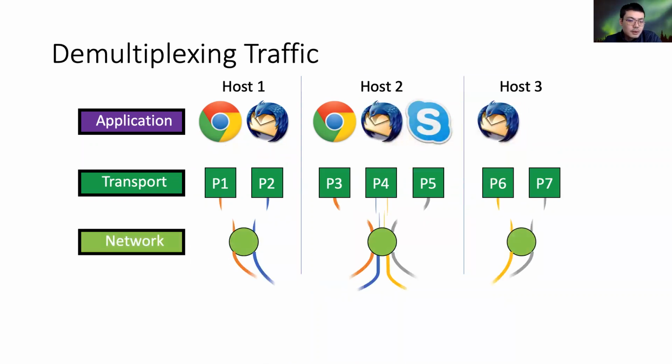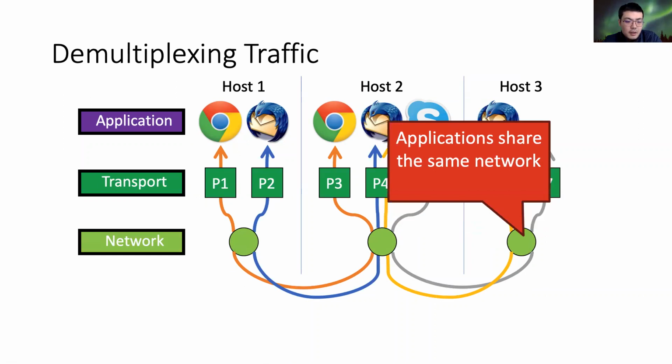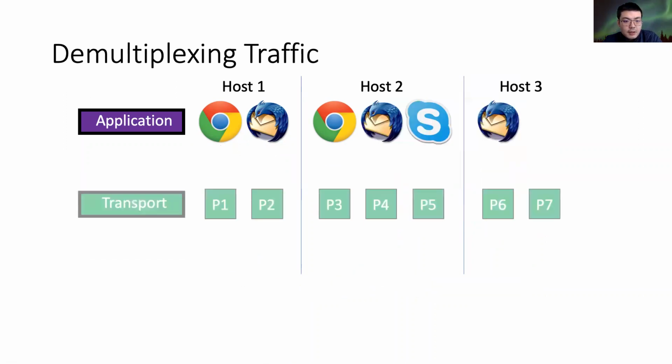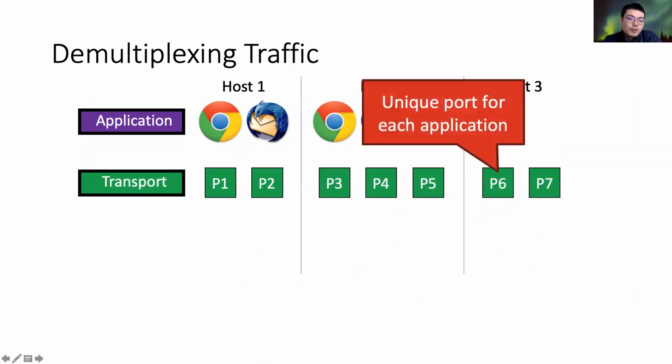Okay, and let me see the animation. So here, a unique port for each application. Of course, the unique port means a unique port in your machine, in each host. For different hosts, you can have the same port, because it's decided by the IP address and the port number together.